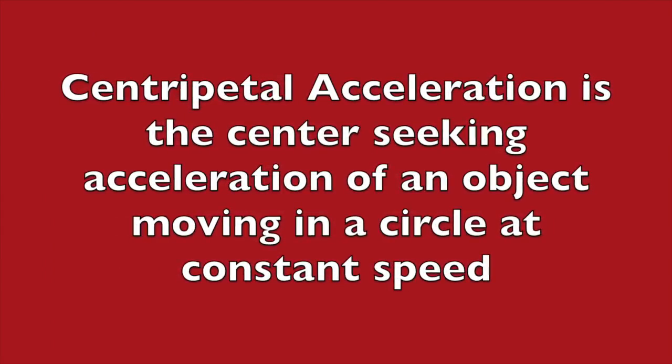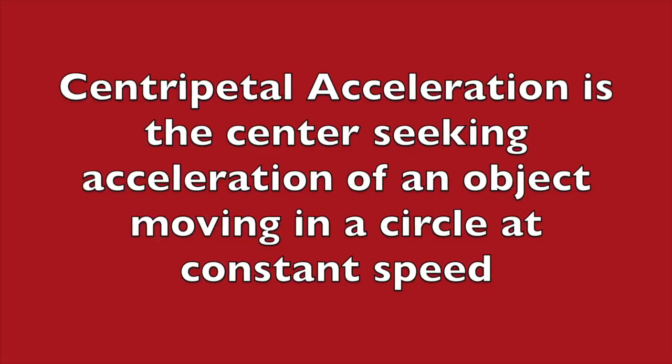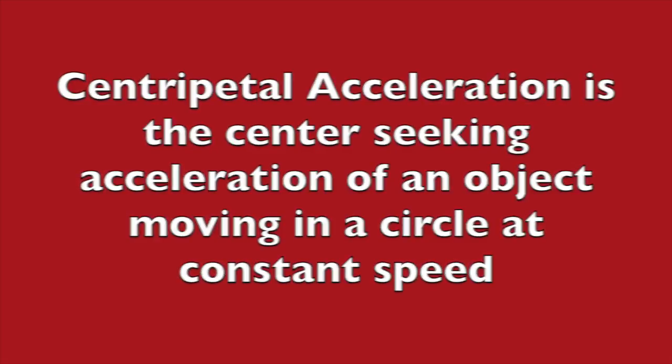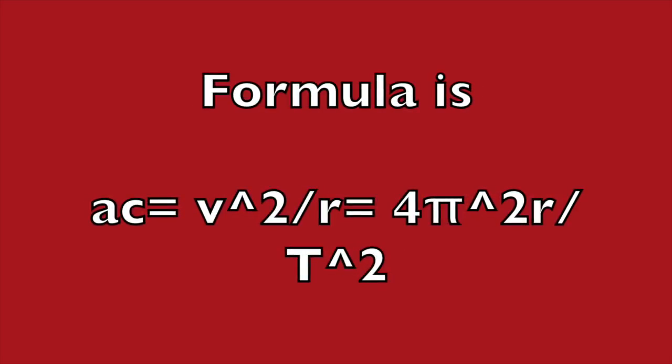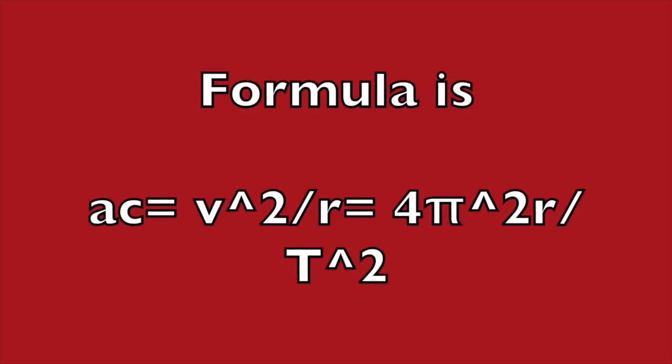Centripetal acceleration. The center-seeking acceleration of an object moving in a circle at constant speed. The formula is A of c is equal to v squared over r, which we simplified into 4 pi squared r over t squared for this problem shown. R was the radius, which was 3 meters in our experiment.